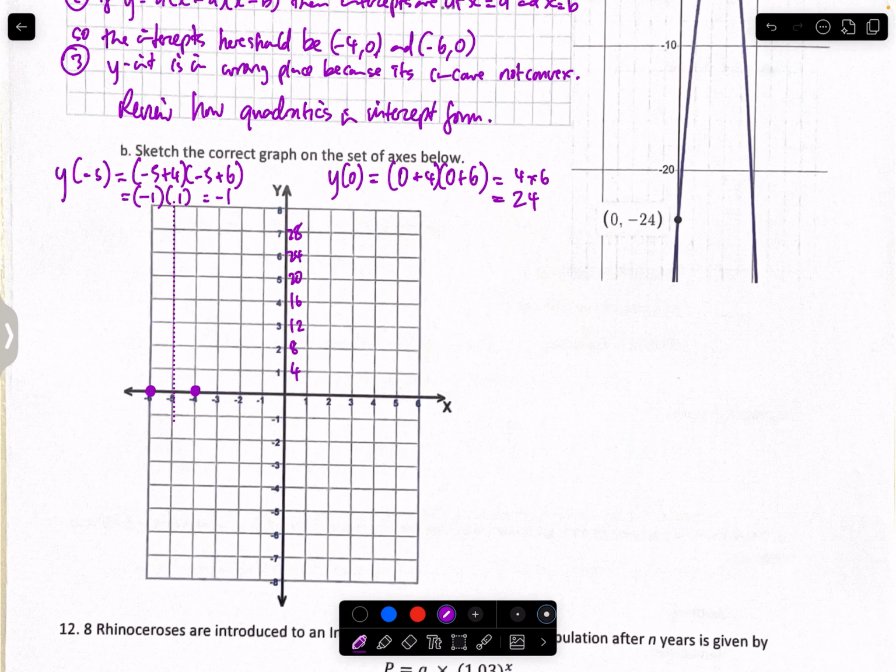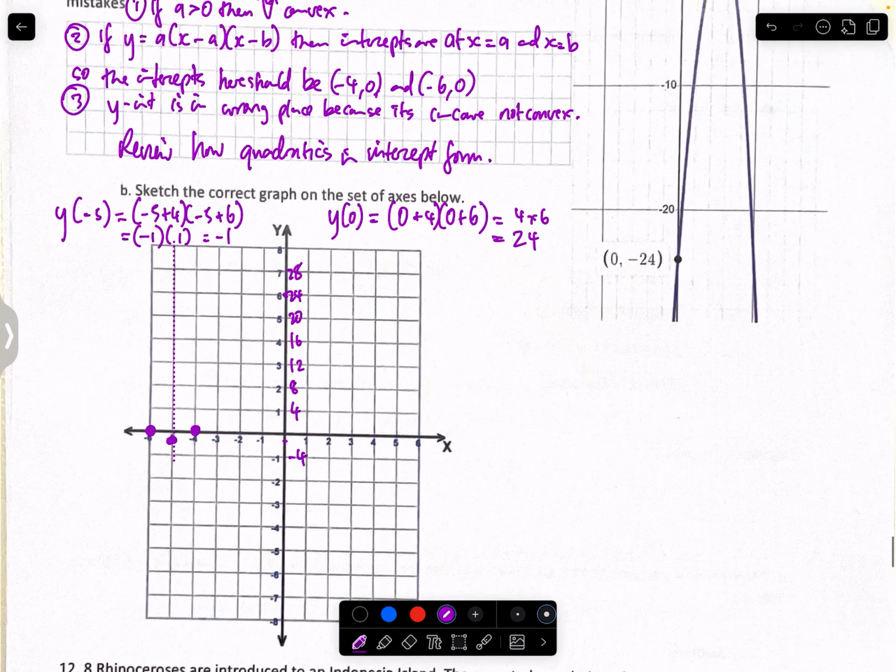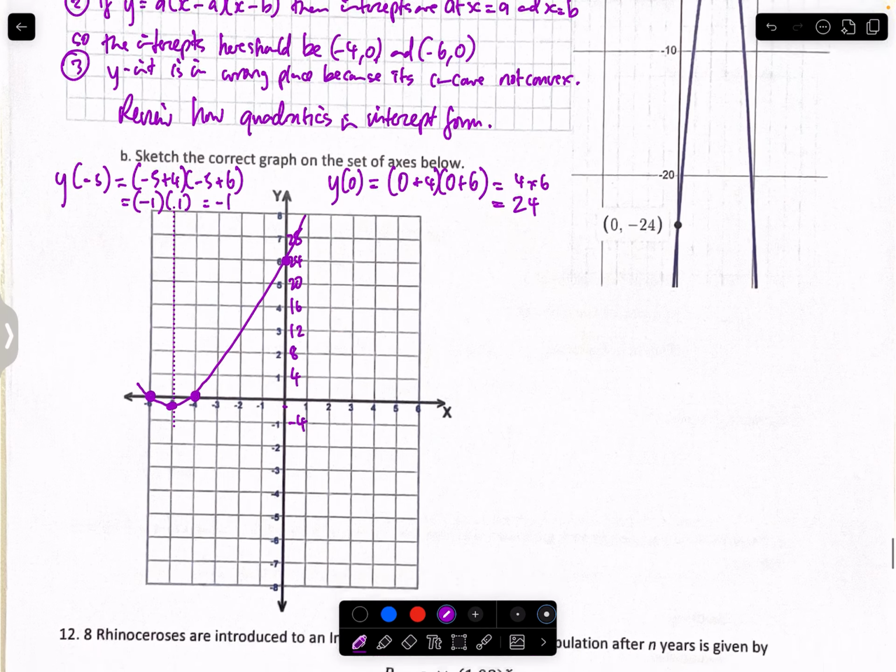So y is -1. My scale is 4, so the vertex is going to be like there. It's going to be a bit pudgy. The y-intercept is at 24. So, drawing skills. There's your quadratic. Sketch the correct graph. Done.